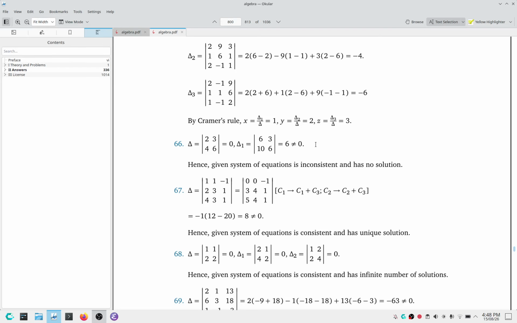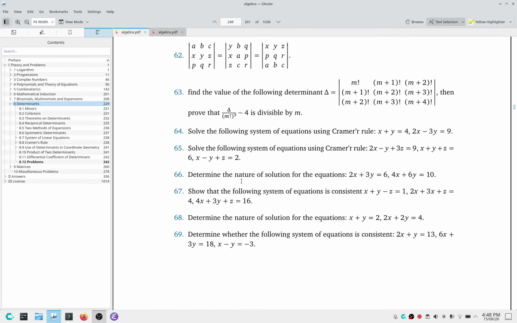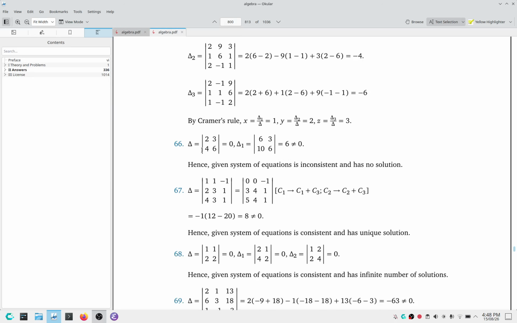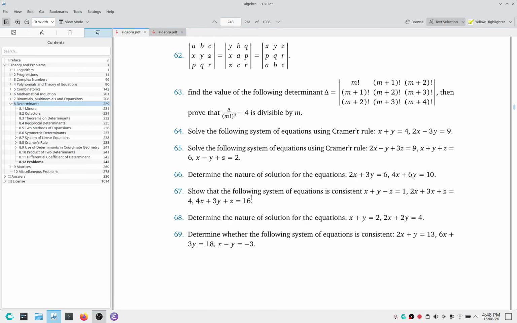Question 66 is we have to find the nature of solution of the equations 2x plus 3y is equal to 6, 4x plus 6y is equal to 10. So here delta is equal to 0 and delta 1 is not equal to 0. So the given system of equations is inconsistent and has no solution.